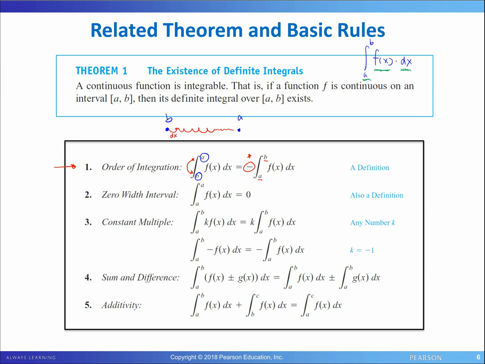From this, we can assume two things. First, a has to be greater than b. Second, the direction of the small step, dx, has to be in this way, to the right, towards positive infinity of x.